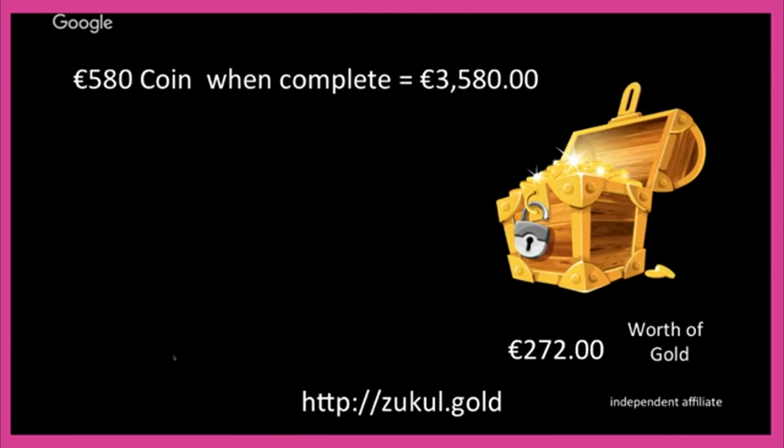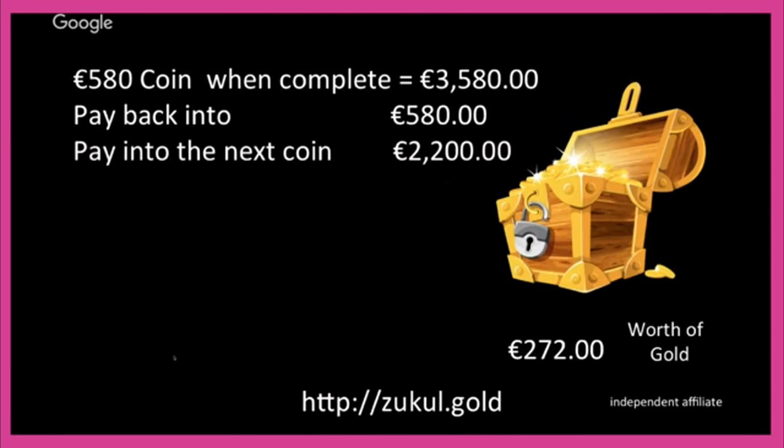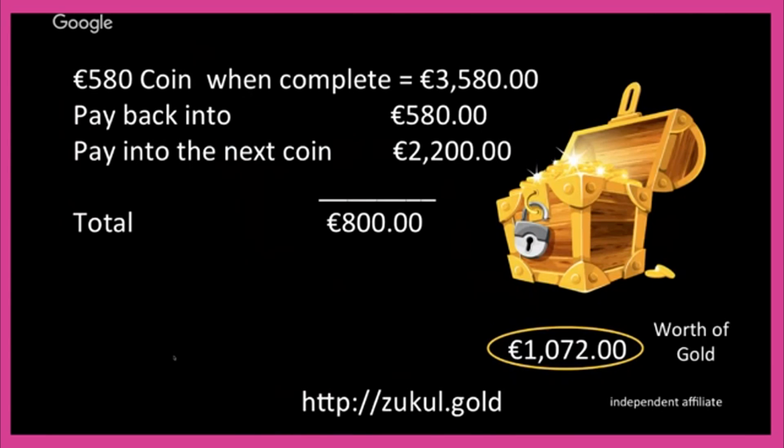Moving into the 580 coin, when that completes, gives you a return of 3,580. Again, that money is spent for you. 580 puts you back into the coin you've just completed. 2,200 puts you in the next coin, leaving you 800 euros worth of gold added to your back office. Okay, so you're starting to build up your gold fund now.